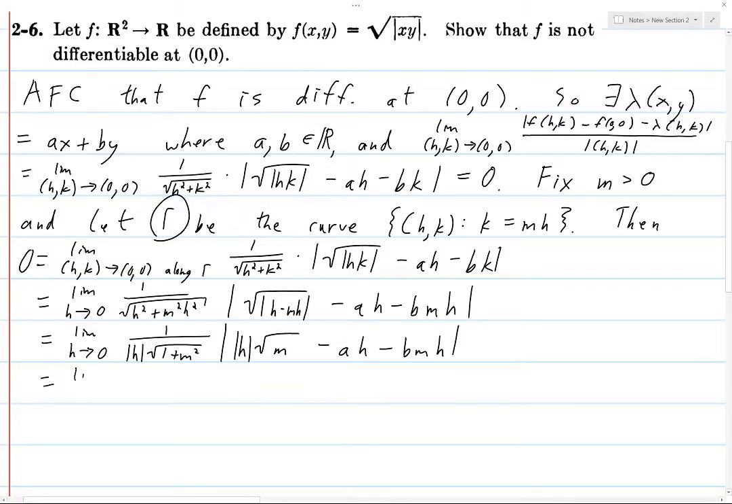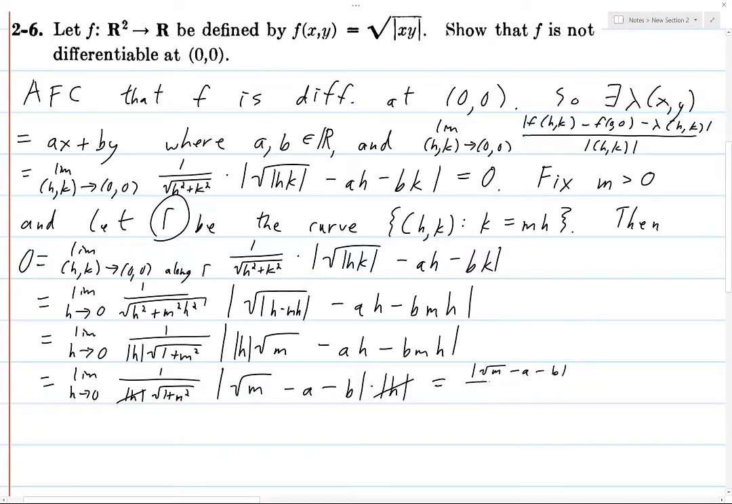So here I'll write out another step. We've got h on the bottom in absolute value. We've got a 1 plus m squared, being square rooted. Now we factor out that h, and we'll get square root of m minus a minus b times the norm of h. And then we can cancel this with this. Once we've done this, we've gotten rid of all the h's, and so there's no limits anymore. And so we can just take the absolute value of square root of m minus a minus b over square root of 1 plus m squared.